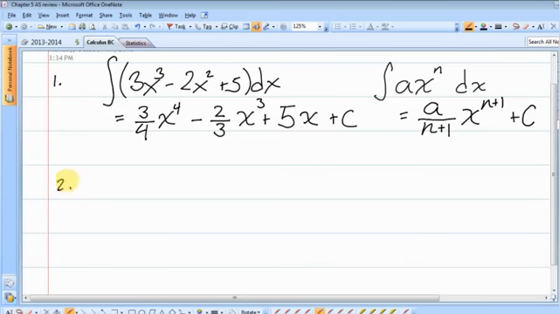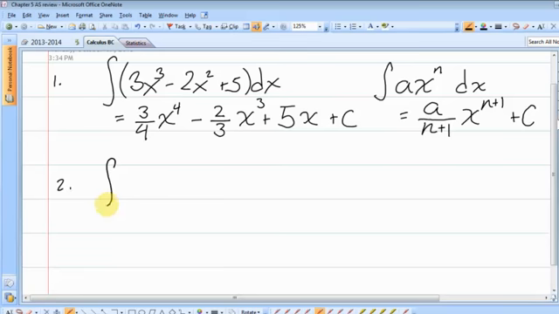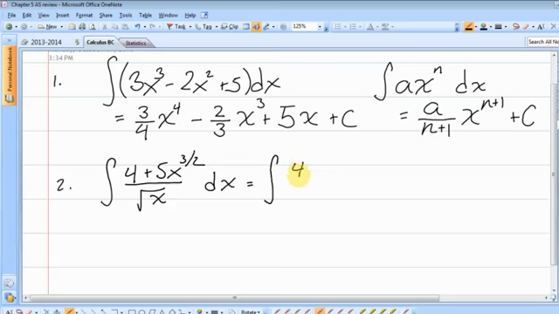Question 2. What do we got? We got 4 plus 5x to the 3 halves, all on top of the square root of x dx. And like the derivatives, the trick here is to separate out that numerator. Remember, just like the derivatives, you can separate a numerator, but you can't separate out a denominator. I think Miss Yu might also tell you to give a negative power and distribute the negative power. I don't know if that's what she does.